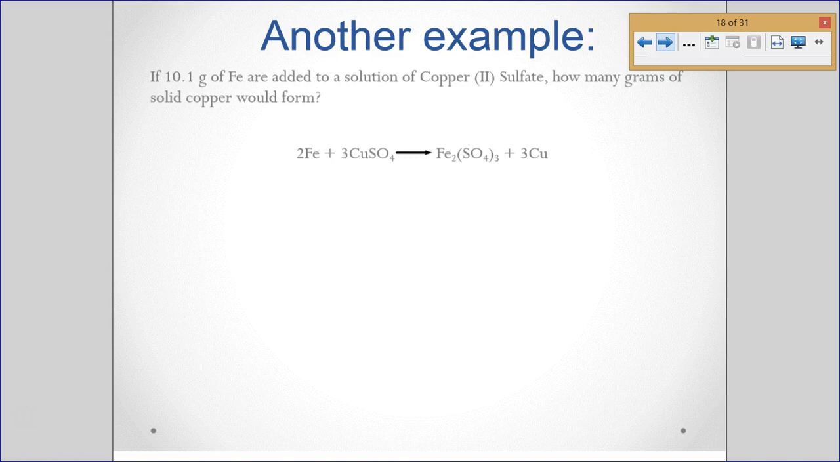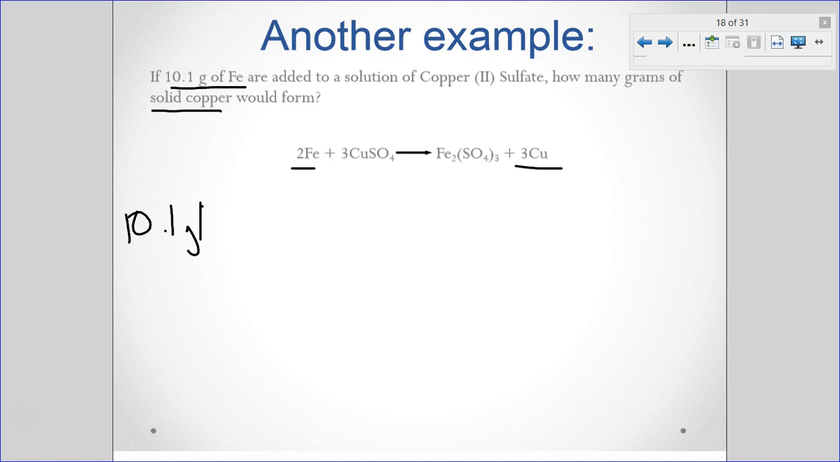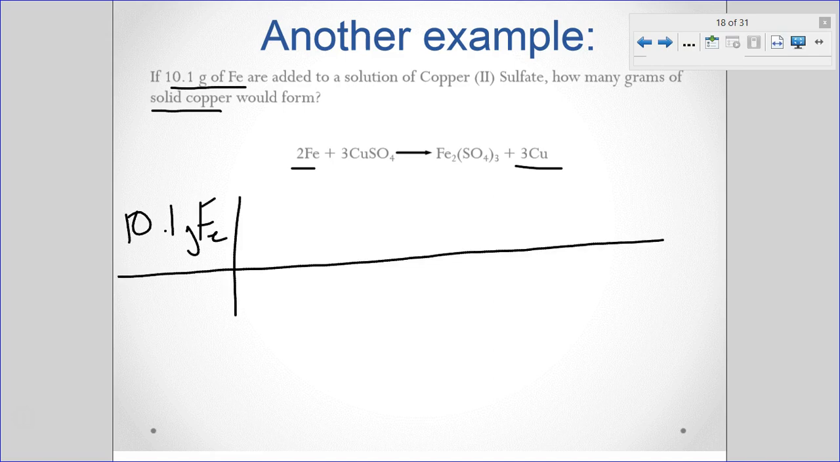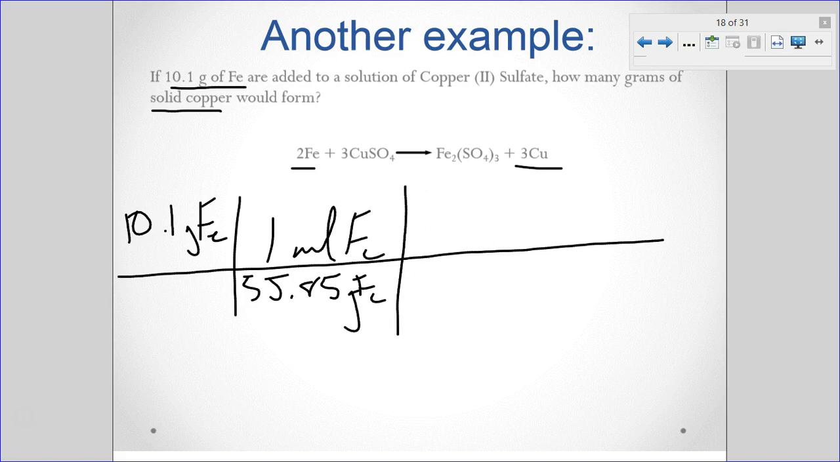So, we're given 10.1 grams of iron. Everybody should see that. Put into the copper sulfate solution, how many grams of solid copper will we get out? So I'm looking from iron all the way to copper here. Well, let's go through it. Make my table, 10.1 grams Fe. And just like we did before, the first thing I need to do is get it into moles. The molar mass, looking at my periodic table for iron, is 55.85 grams per 1 mole of iron. Okay. Now, if I stop here, I'm just in moles of iron. I need to get all the way to grams of copper.